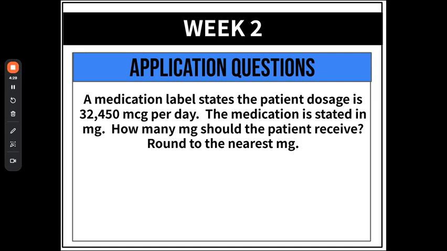A medication label states the patient dosage is 32,450 micrograms per day. The medication is stated in milligrams. How many milligrams should the patient receive? Round to the nearest milligram. Great. So once again, let's start with the information we already have. 32,450 micrograms.